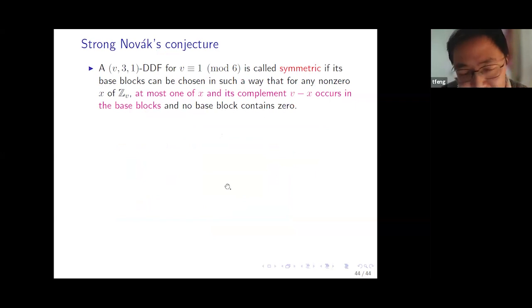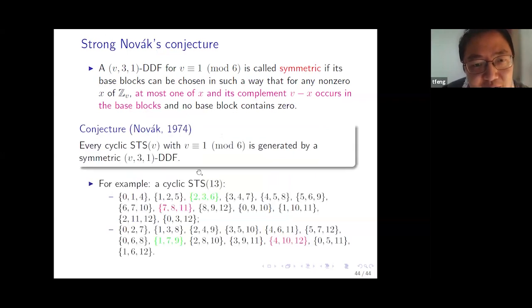Finally, I mentioned a stronger conjecture by Novak. Actually, in Novak's paper, his conjecture is stronger than what I just showed you in our slide. He said every cyclic STS(v) with v equal to 1 modulo 6 is generated by a symmetric (v,3,1) DDF. What does symmetric mean? Take this example.